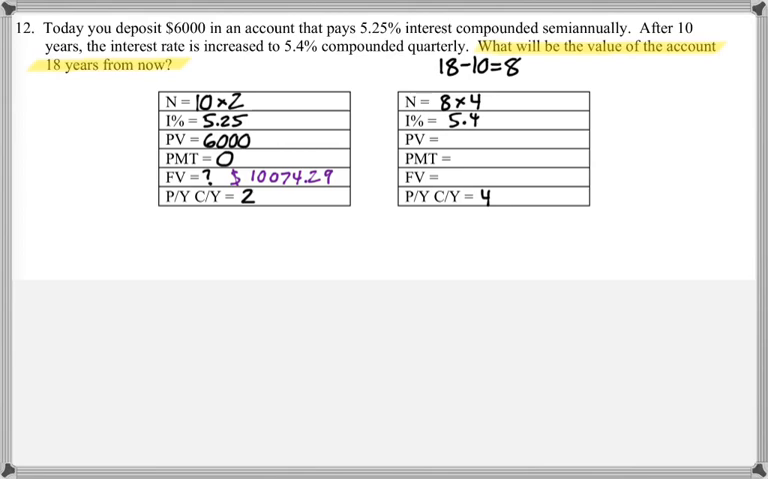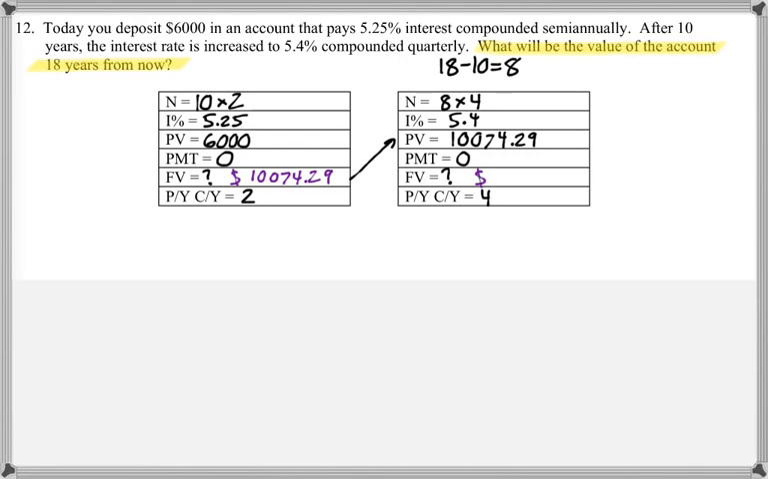Now our starting off point is going to be the ending point from the first 10 years. So we are going to transfer the future value from the first box into the present value in the second box. So this is our new starting point. Again, there are no payments, and we are trying to find the future value.